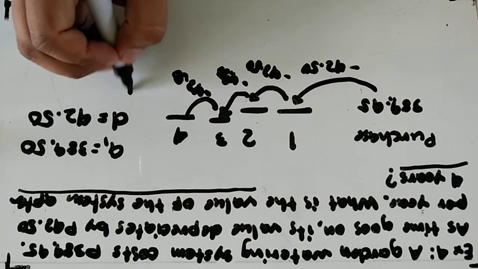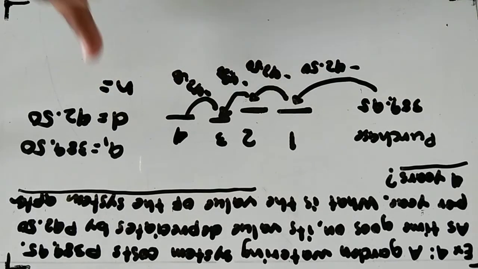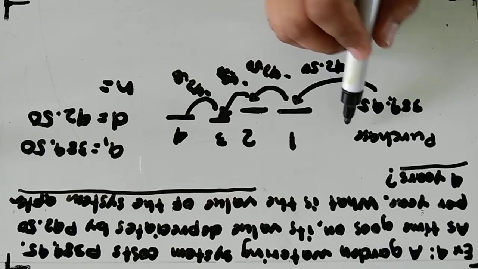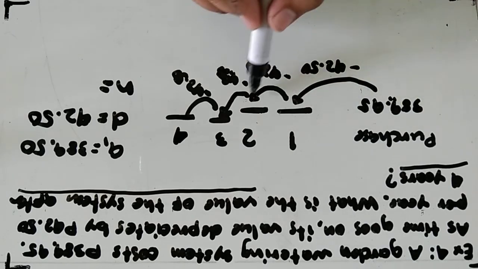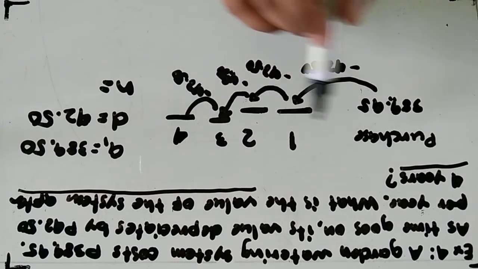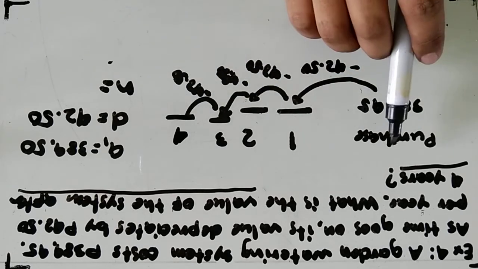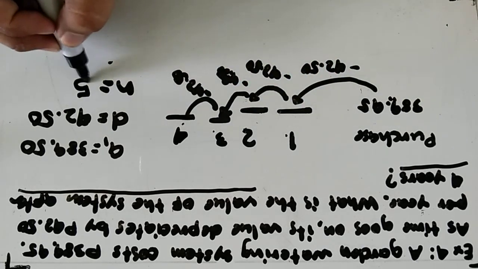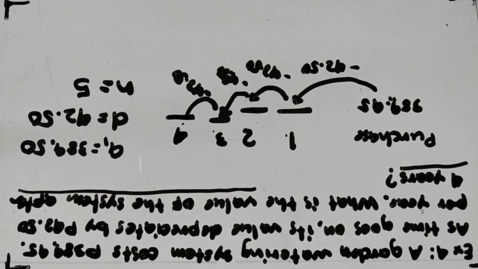Ngayon, yung ating n is yung pang ilang years. So, hindi natin susulat ito ng 4 years. Kasi may date of purchase pa tayo. So, 1, 2, 3, 4 years. So, ibig sabihin, ang magiging n natin ay 1, 2, 3, 4, 5. So, magiging 5 yan. Okay.